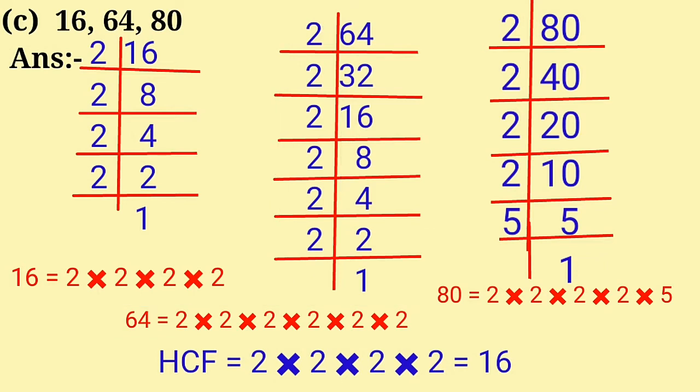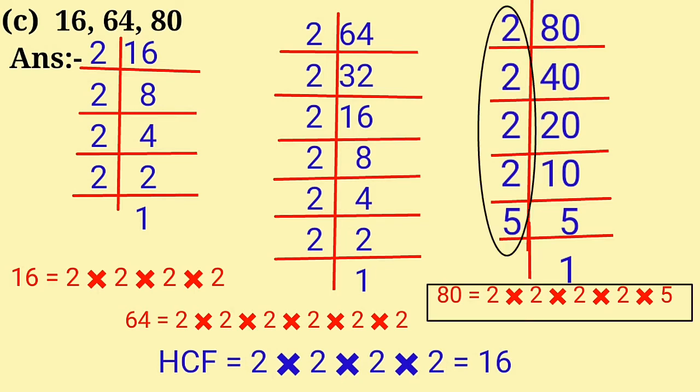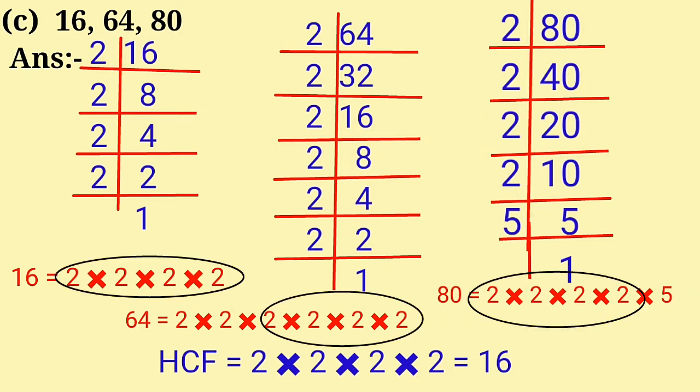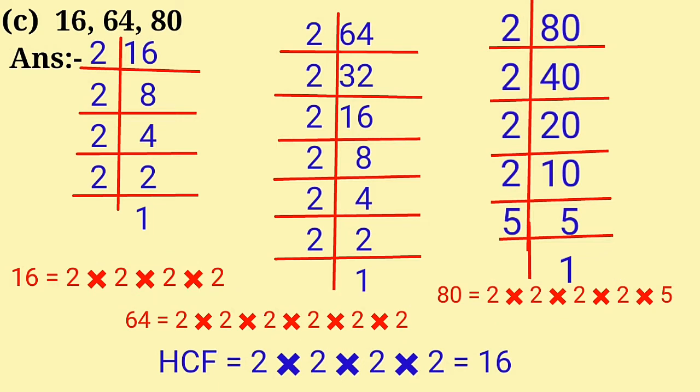Now factors of 80, 2 into 40 is 80, 2 into 20 is 40, 2 into 10 is 20, 2 into 5 is 10 and 5 1s are 5. Now factors of 80 is equal to 2 into 2 into 2 into 2 into 5. Now for HCF, common factors are 2, 2, 2 and 2. So HCF is equal to 2 into 2 into 2 into 2 is equal to 16. Answer.